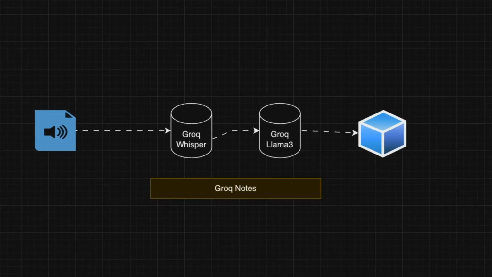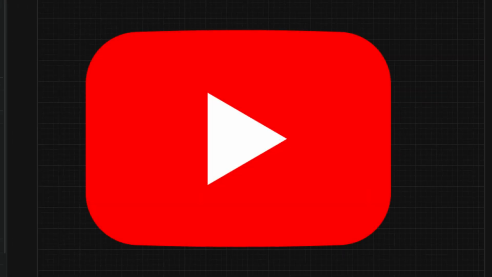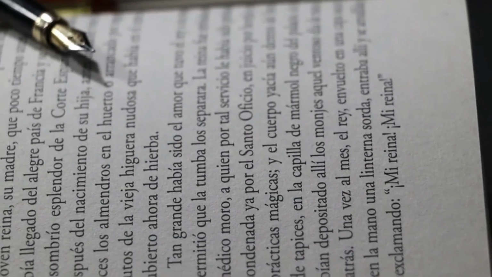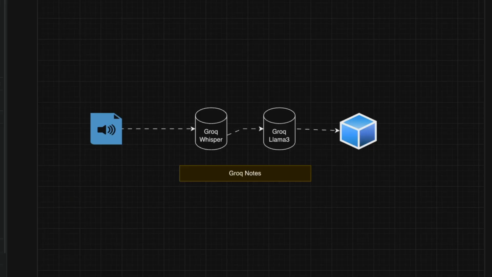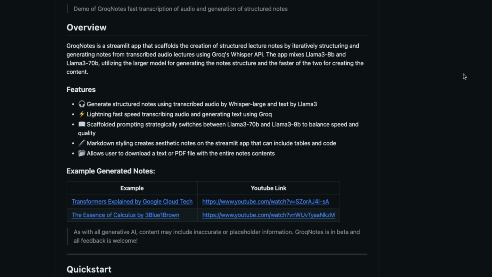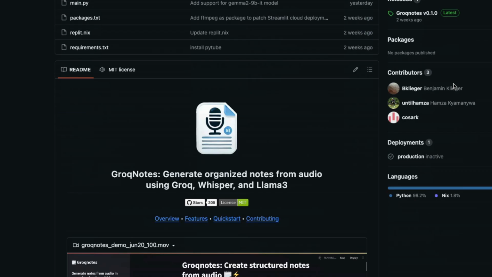In this video, we're going to learn how to take a video or an audio and then transcribe it and create meaningful notes out of it. And we're going to use a Groq API for that, but we're not going to directly use Groq API. Rather, we're going to use an open source project called Groq Notes.